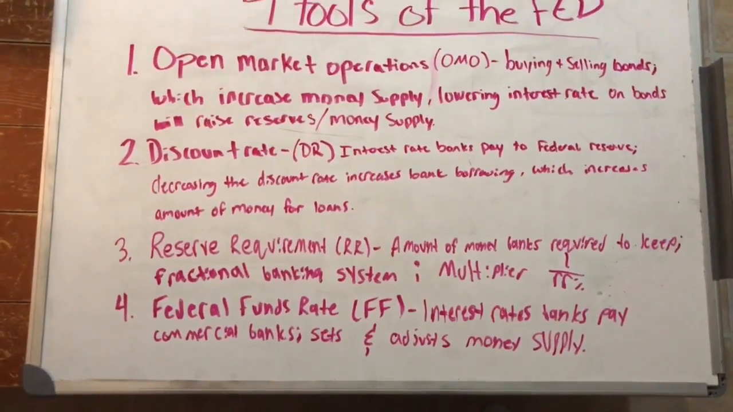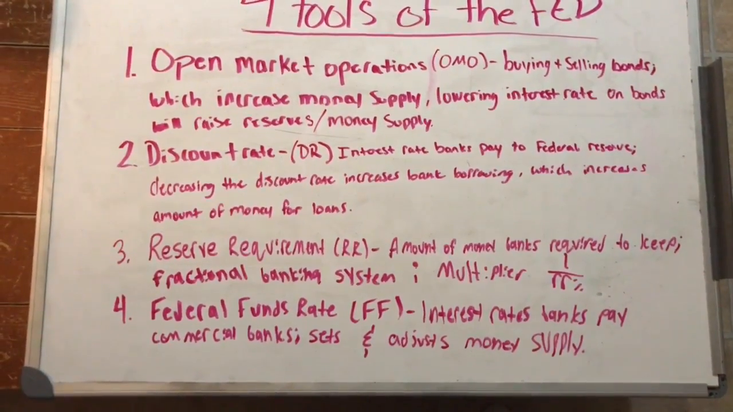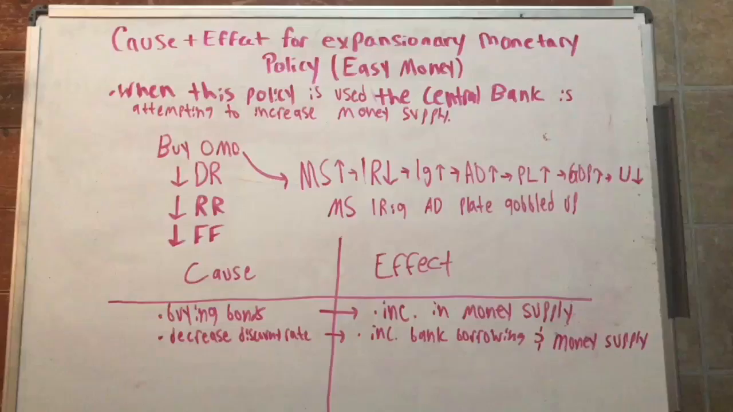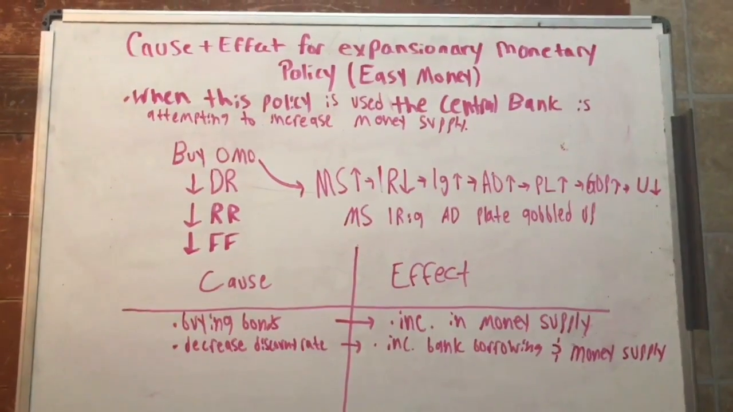And the fourth is the federal funds rate, which is the interest rate banks pay other commercial banks, and it sets and adjusts the money supply. Cause and effect for expansionary monetary policy, aka easy money.